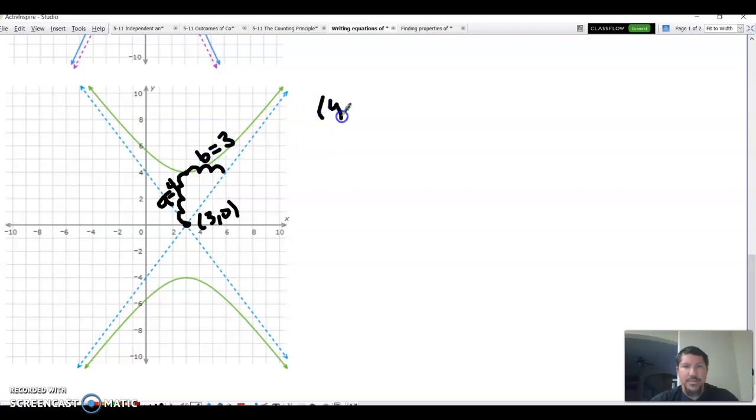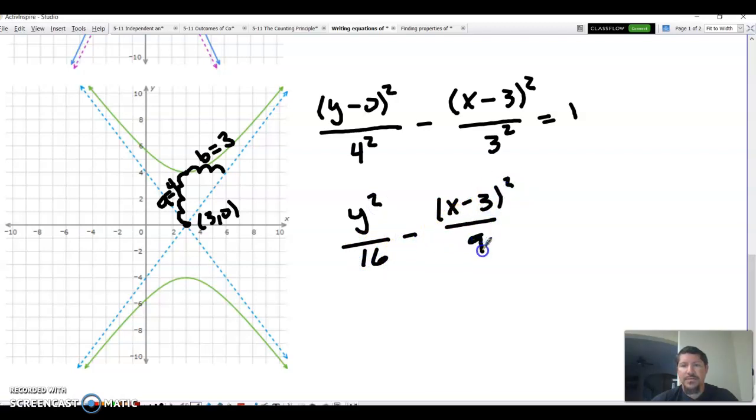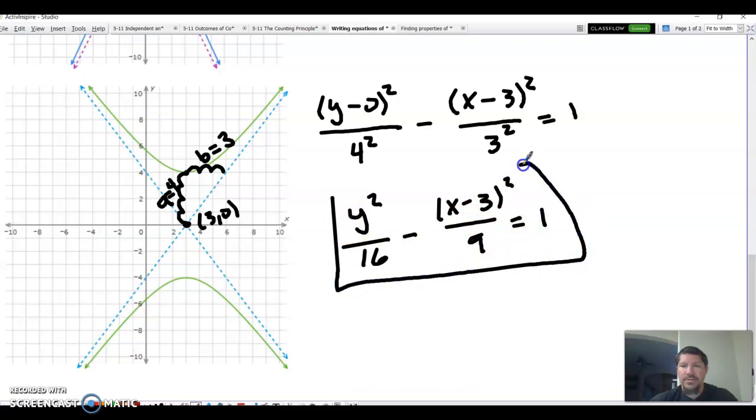So y minus the y coordinate, which is still 0, over 4 squared minus x minus 3 squared over 3 squared equals 1. So we simplify, this becomes y squared over 16 minus x minus 3 squared over 9 equals 1. There's your equation.